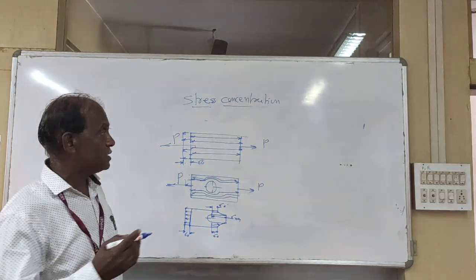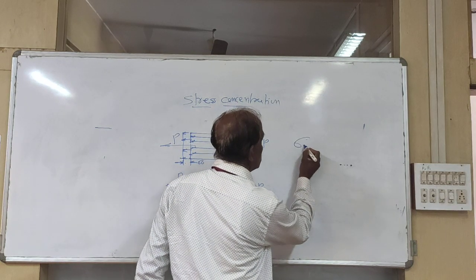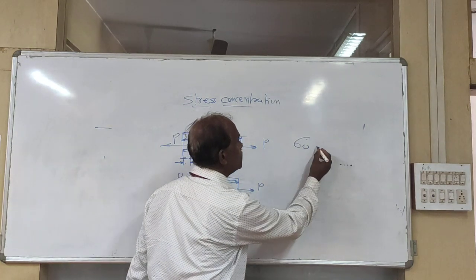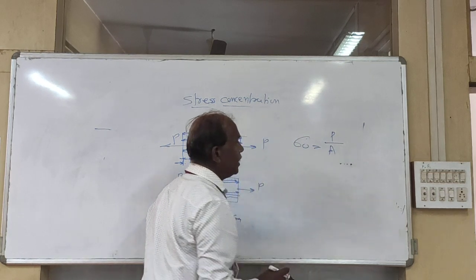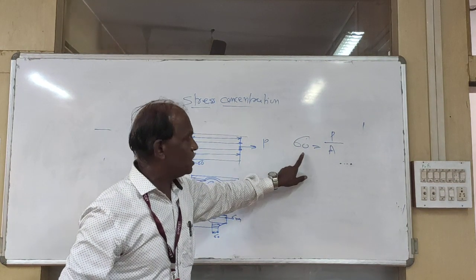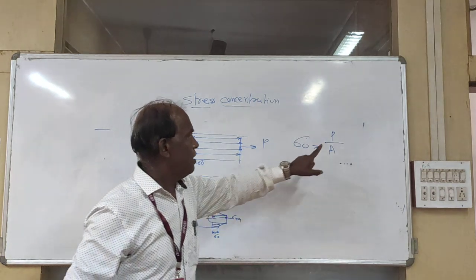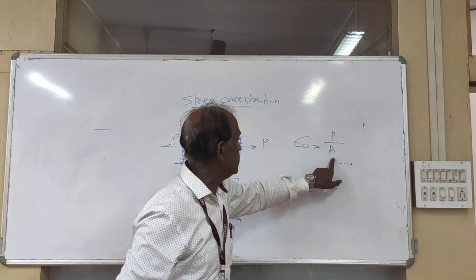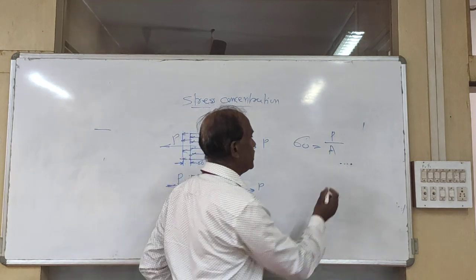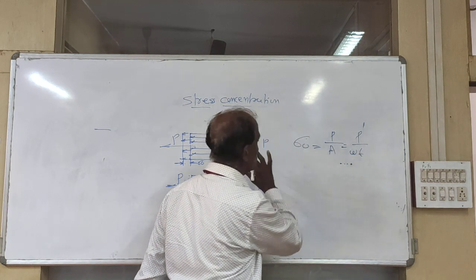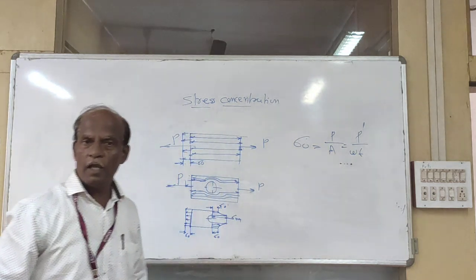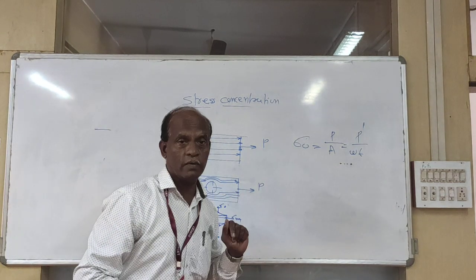On this plate, we have the limit design equation, that is, nominal stress is equal to load by cross sectional area. Okay, so this is a tensile stress due to the force applied, due to the cross sectional area. This big cross sectional area may be P by W into T, where W is the width of the plate and T is the thickness of the plate. Okay, this is the limit design equation.